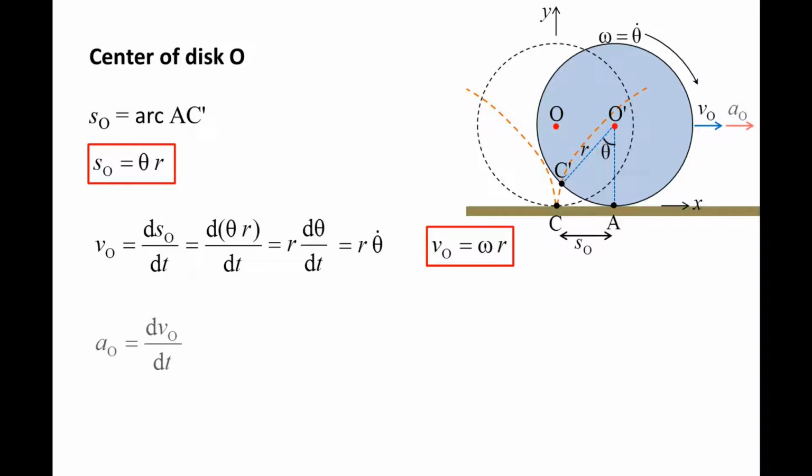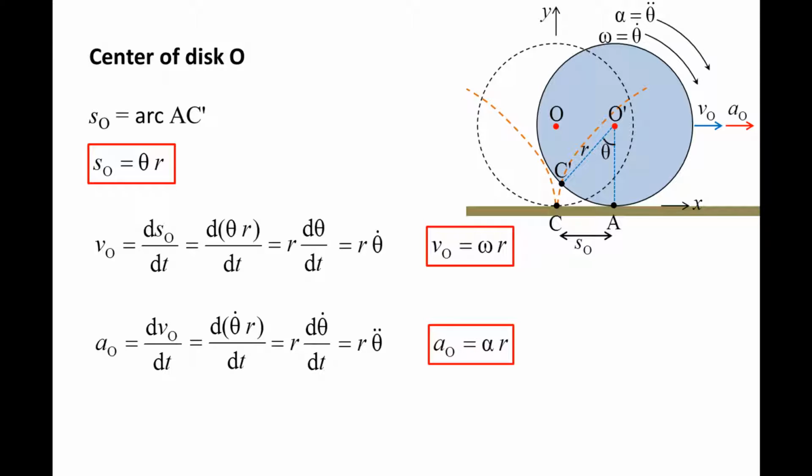The instantaneous acceleration of the center of the disk, AO, is the time rate of change of the velocity. Plugging in theta dot times r for VO and pulling r out of the derivative because it is constant, AO is equal to r times the angular acceleration of the disk, theta double dot. The angular acceleration is often written as alpha, so we rewrite this equation as AO equals alpha times r.